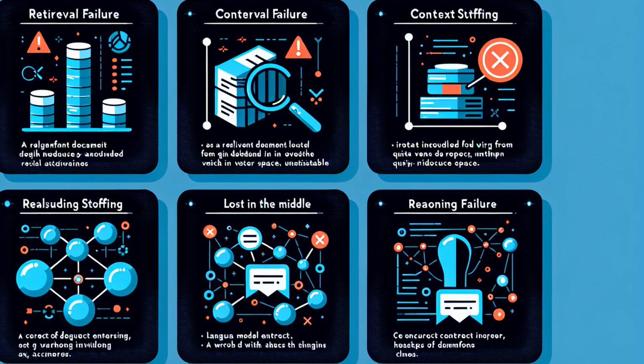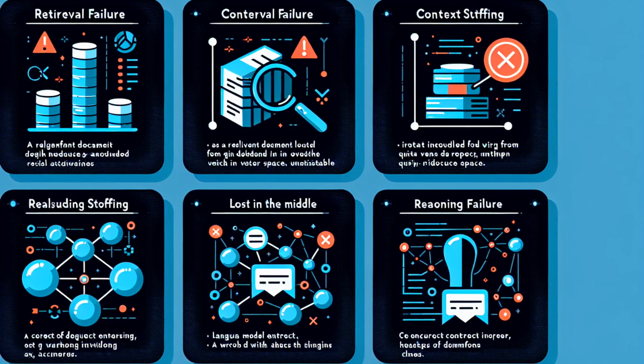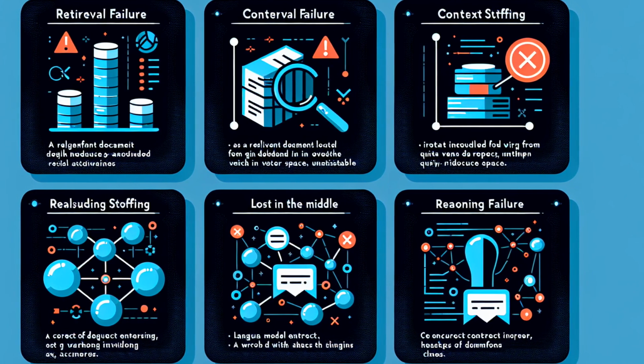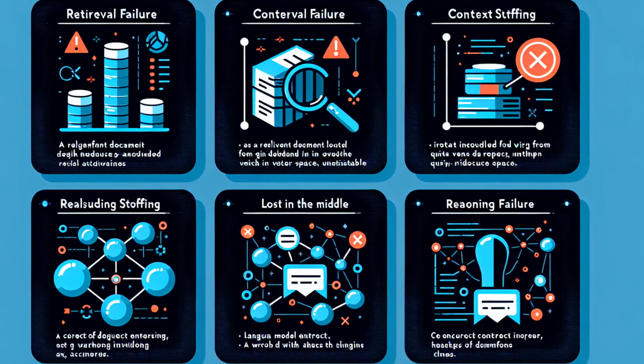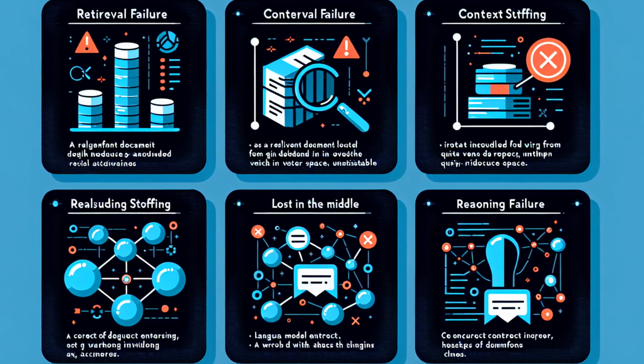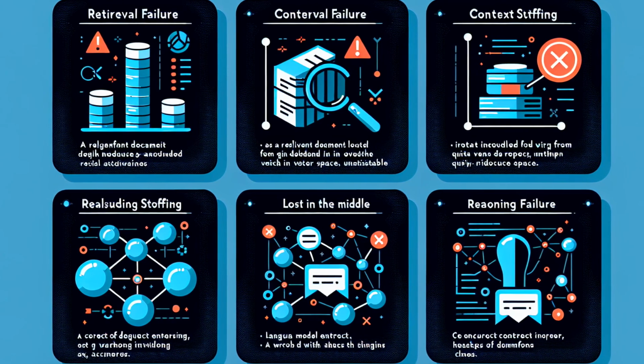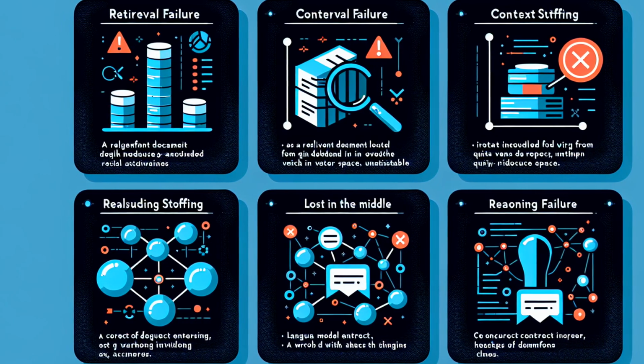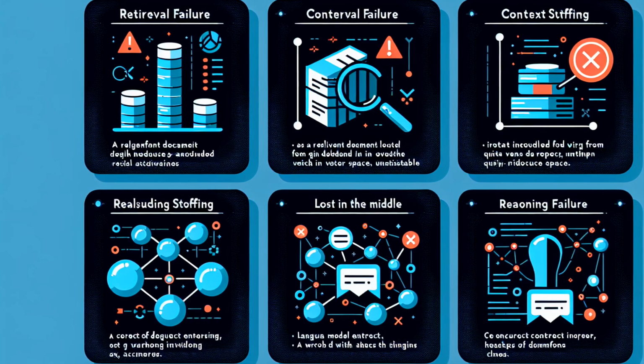RAG is not magic, and it fails in predictable ways. Retrieval failures happen when relevant chunks exist but are not retrieved. Bad chunking, wrong embedding model, or poorly phrased queries cause this. Context stuffing problems occur when you retrieve too many chunks and overwhelm the context window, diluting relevance. Lost in the middle is a documented phenomenon where models pay less attention to information in the middle of long contexts. And reasoning failures happen when the model has the right context but draws wrong conclusions anyway. Knowing these failure modes helps you debug.